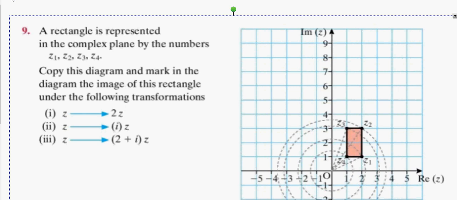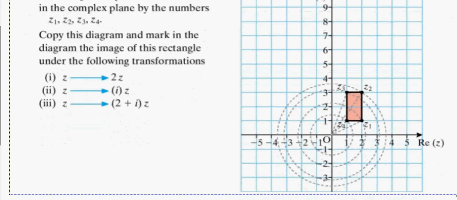Alright, this looks complicated. Okay, so what does it want from us? Copy this diagram. Will you dim the lights slightly, Killian? Copy this diagram and mark in the diagram the image of the rectangle under the following translations. Z is 2Z1, so what do you think?